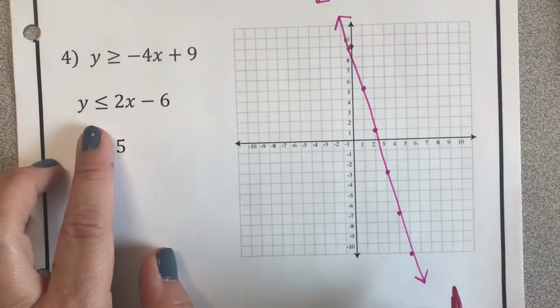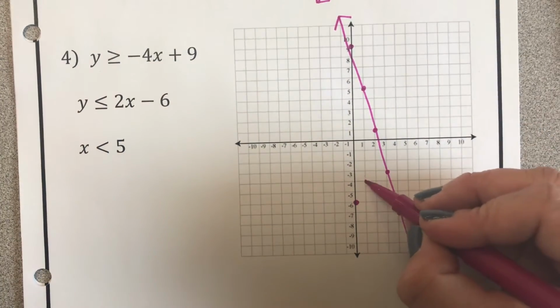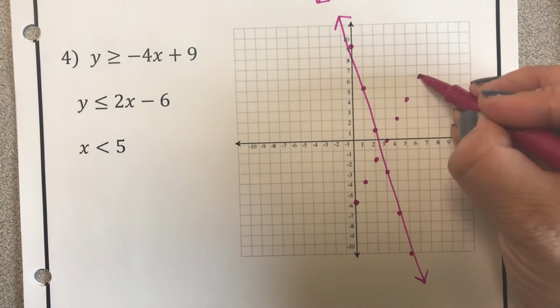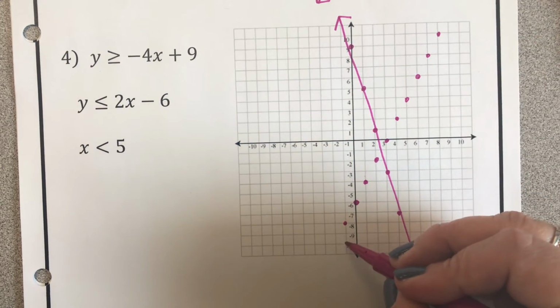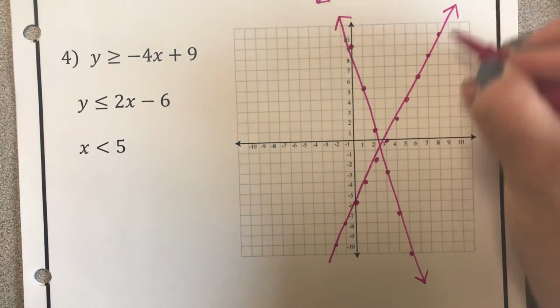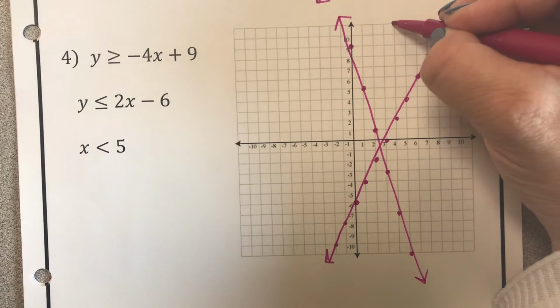Okay, and then I have y is greater than or equal to 2x minus 6. So there's negative 6, rise 2, run 1. Or down to like this. And solid. And then it says x has to be less than 5. 1, 2, 3, 4, 5.